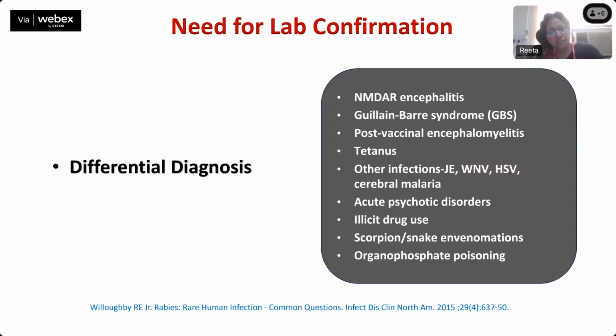There are several conditions which I have listed here, including tetanus, other infections of the brain, acute psychotic disorders, and so on, which can mimic rabies. Which is why it is important to differentiate these conditions from rabies, and we need specific laboratory tests to differentiate or confirm a diagnosis of rabies.